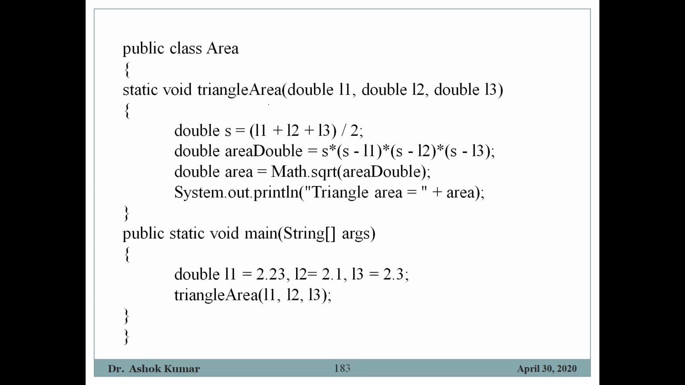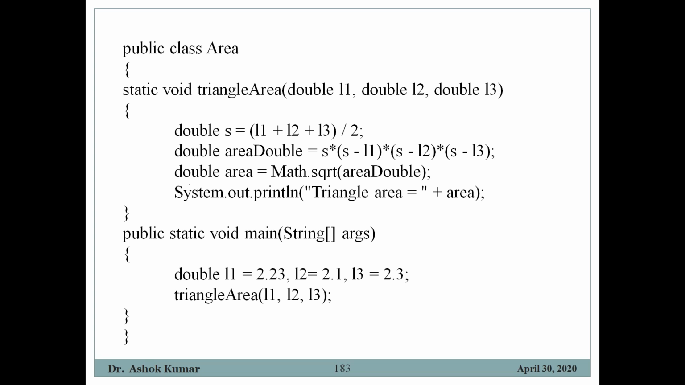Here is another example. In this example, we are finding the area of a triangle using Heron's formula. Again, the two methods are in the same class, the area class. Main must be static, because within main we want to call the second method, triangle area. So triangle area should also be static, because main is static and it can only call the other static methods of the same class.